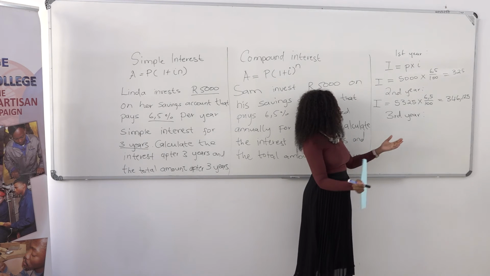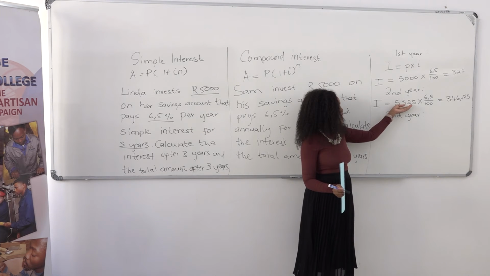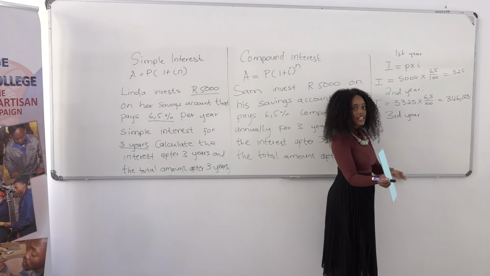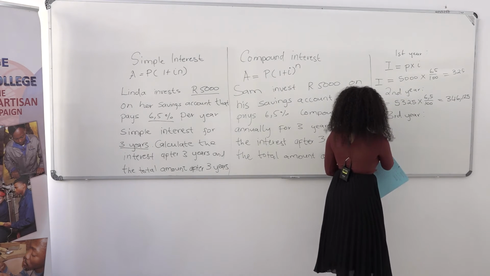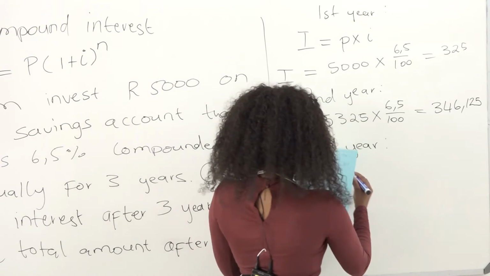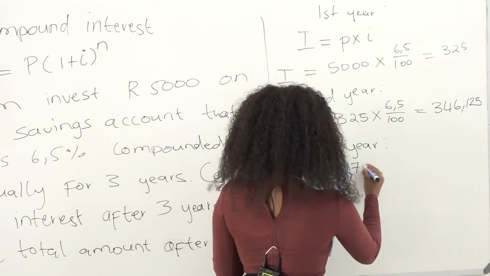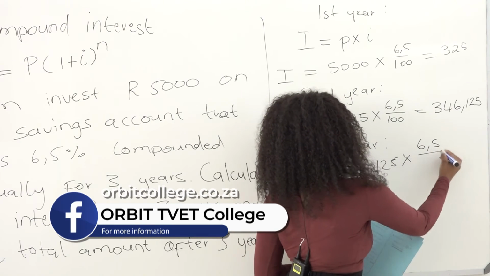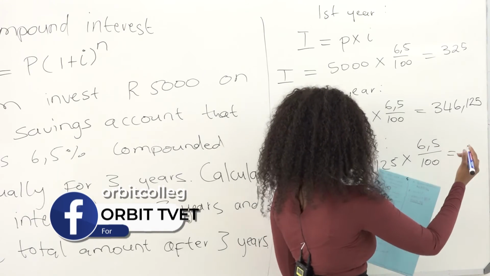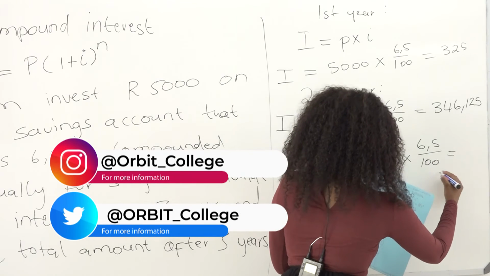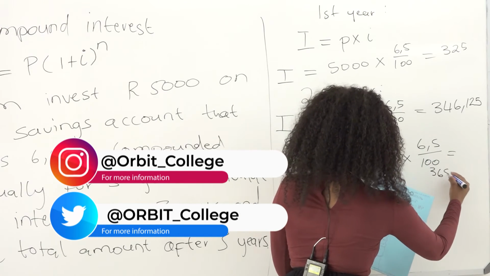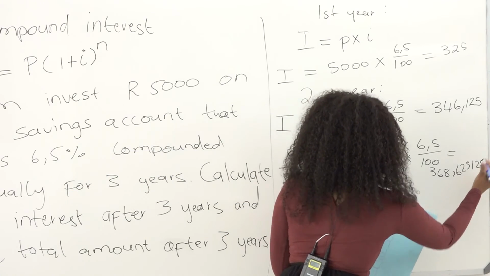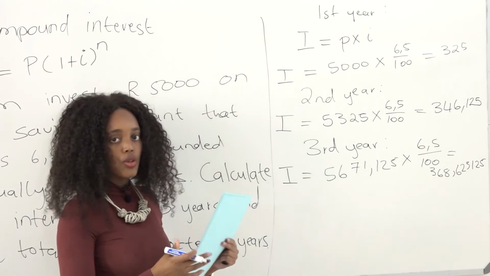Likewise, it is no longer 5,325, but it's 5,325 plus the new interest for the second year. So our third year interest will be calculated as 5,671.125 times 6.5 over 100, which will give us, let me write it at the bottom for space, 368.623125. Remember, I said we do not round off for accuracy.